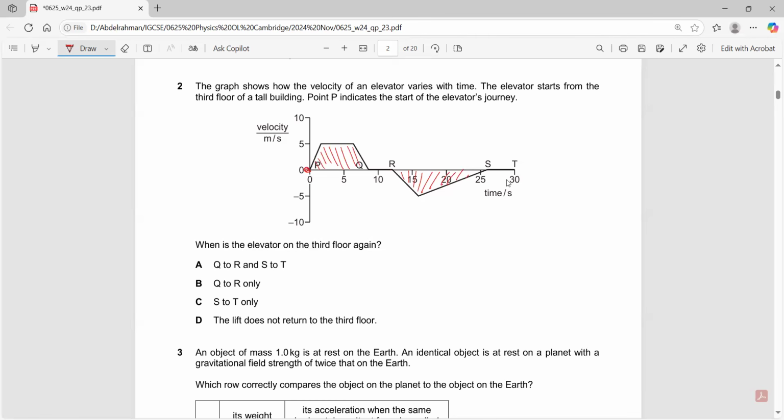So at point S, it has reached its original position. Why? Because you have a positive velocity first, and then you have a negative velocity, right? You can say positive displacement and negative displacement. Displacement means that you have changed your position from point A to point B, and then you are displaced back from B to A, indicating that you have returned to your original position from S to T. Okay, from S to T.